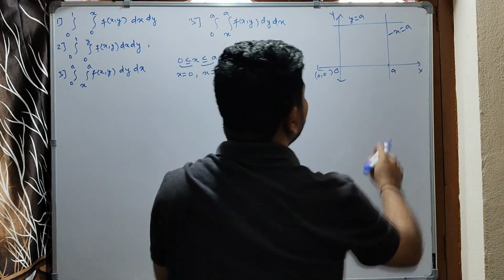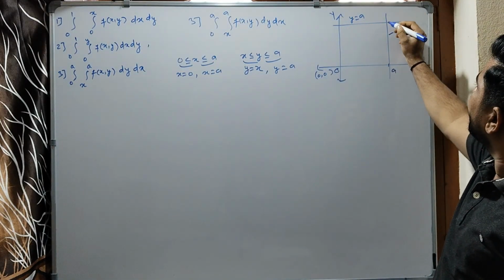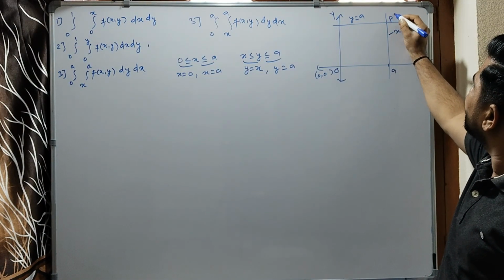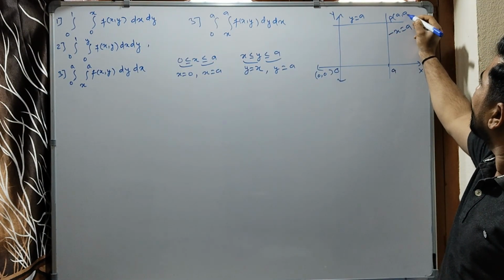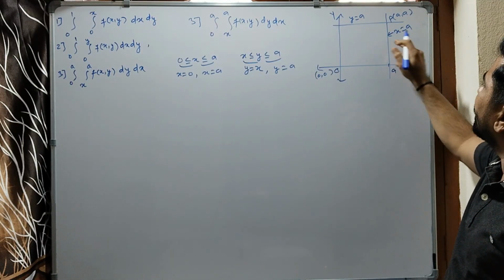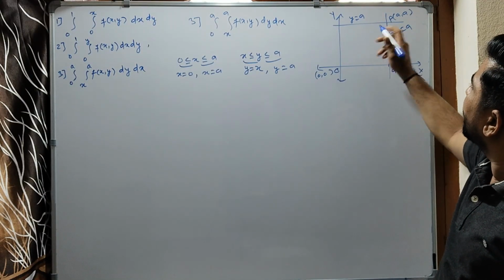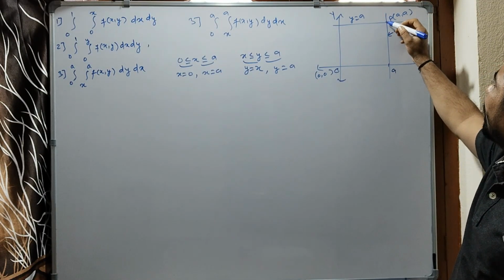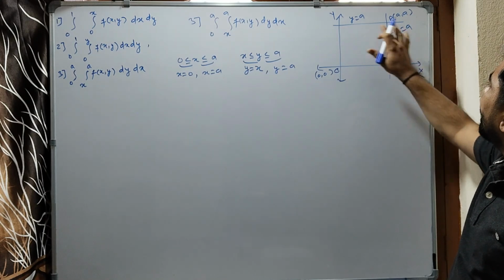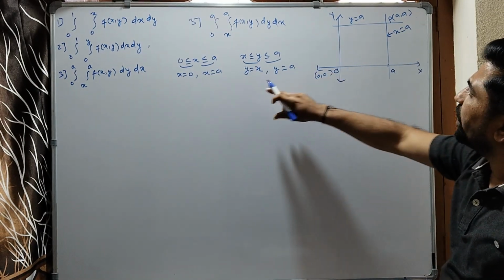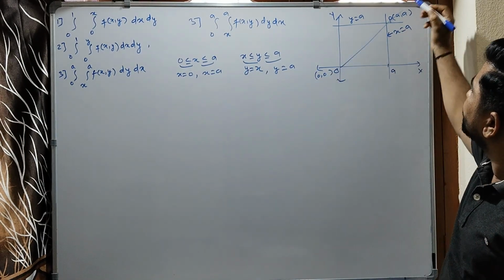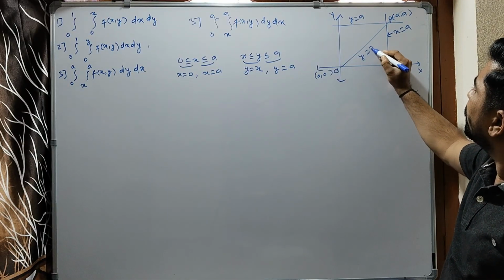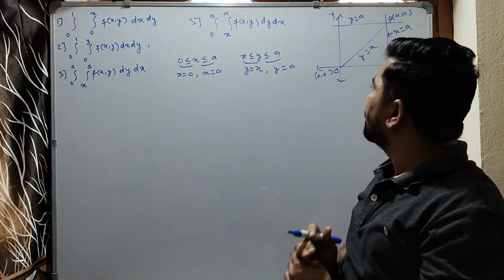So here the line x equals a and the line y equals a intersect at this point, let's say this is the point P with coordinates (a, a). This is the line x equals a, this is the line y equals a, and this is the point P where x equals a and y equals a intersect. Now here this is the line y equals x. Now we have to decide the region.